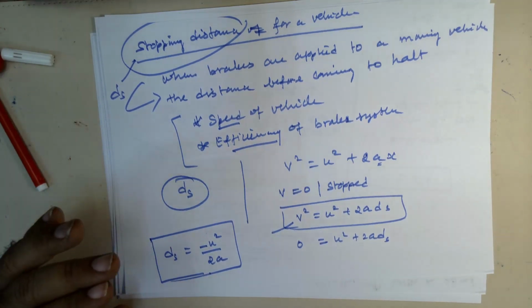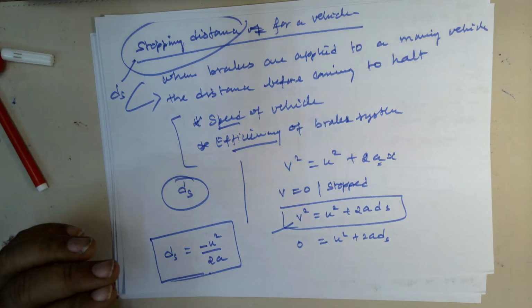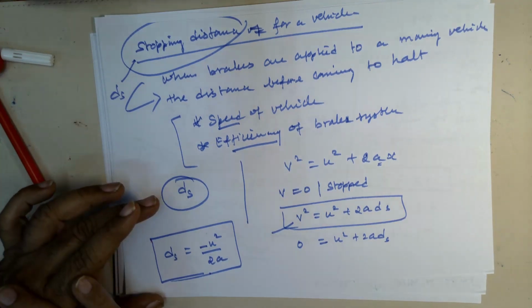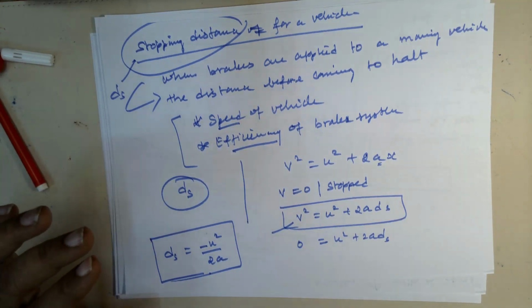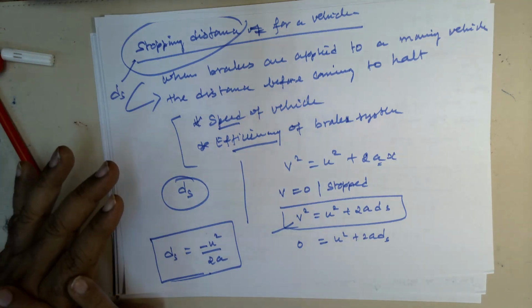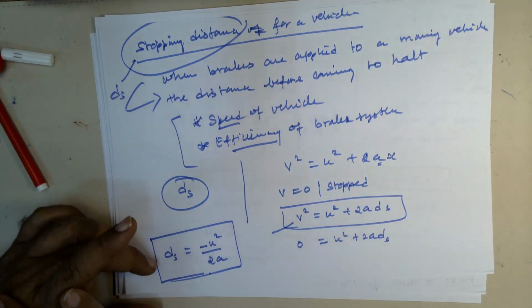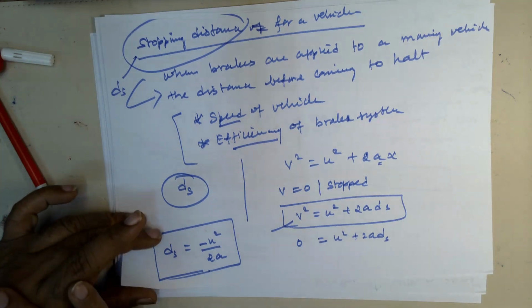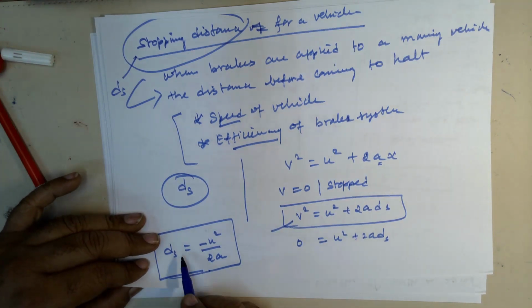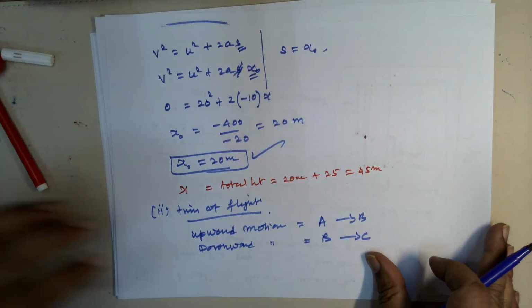And this stopping distance is proportional to dash. What is that? The stopping distance is directly proportional to the square of the initial velocity. Okay. And the stopping distance is inversely proportional to dash. Okay. So now let us calculate like this.